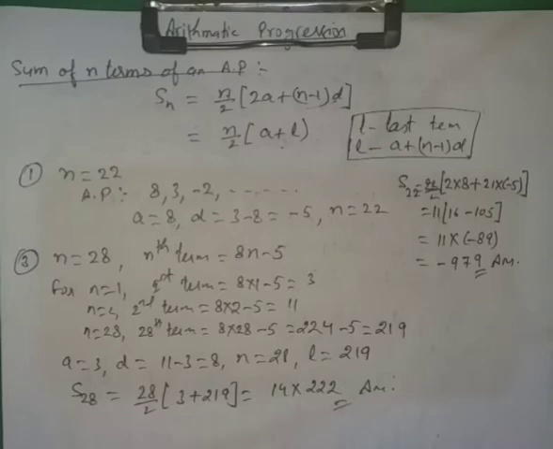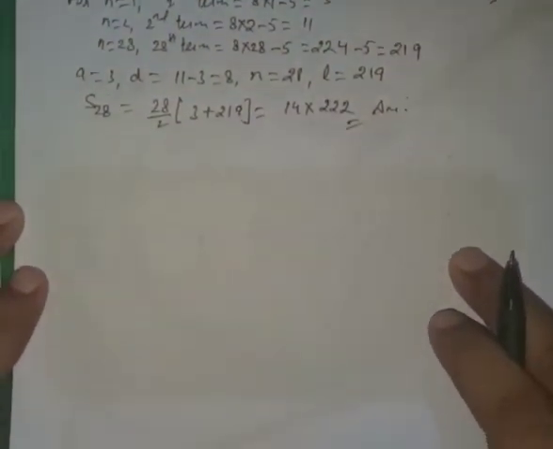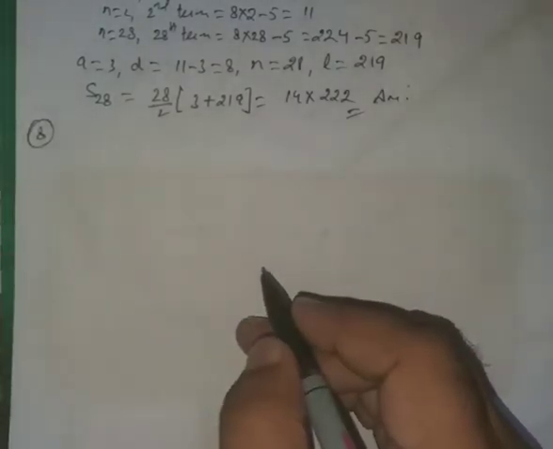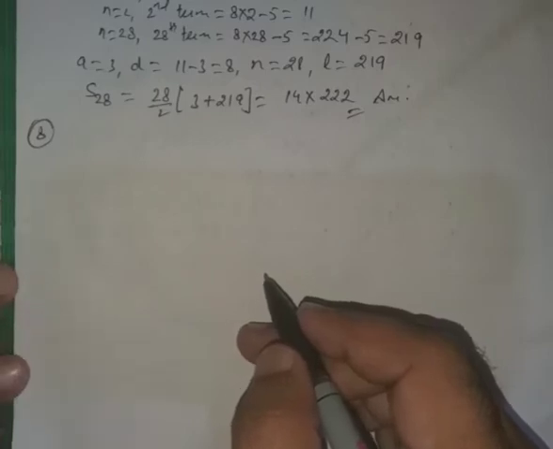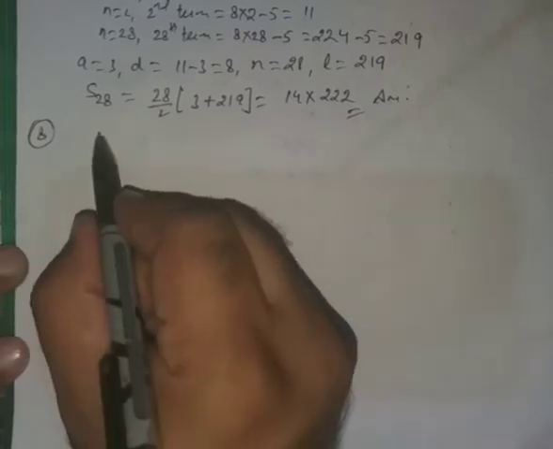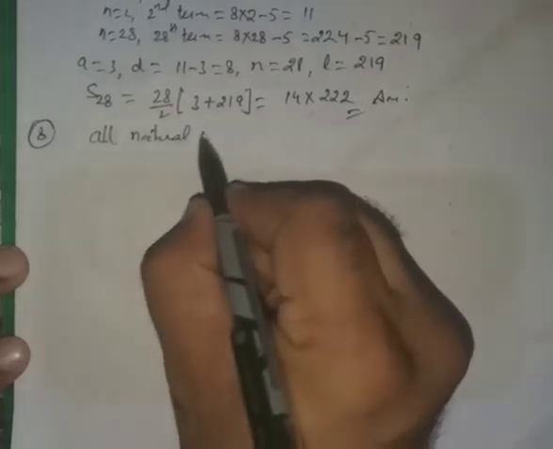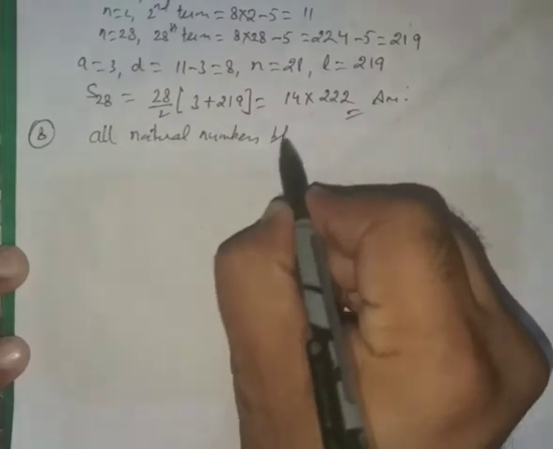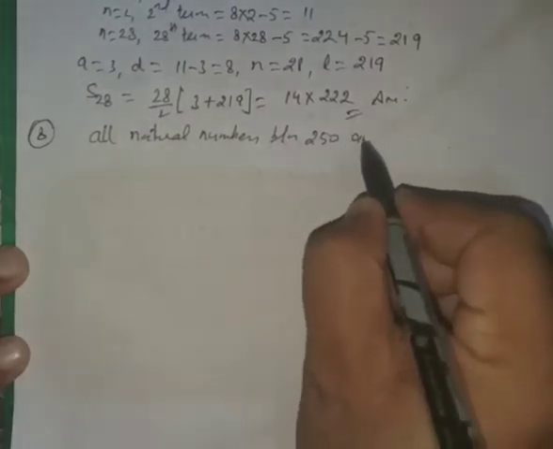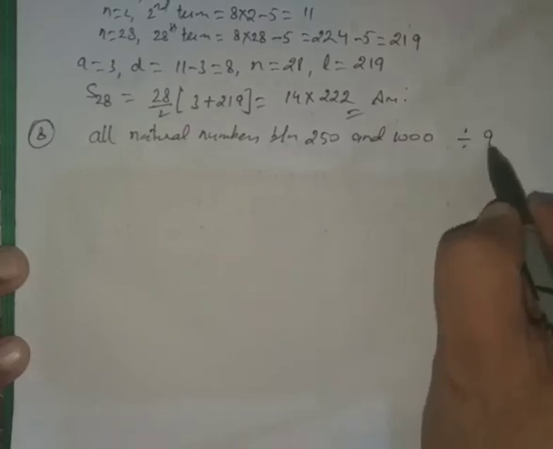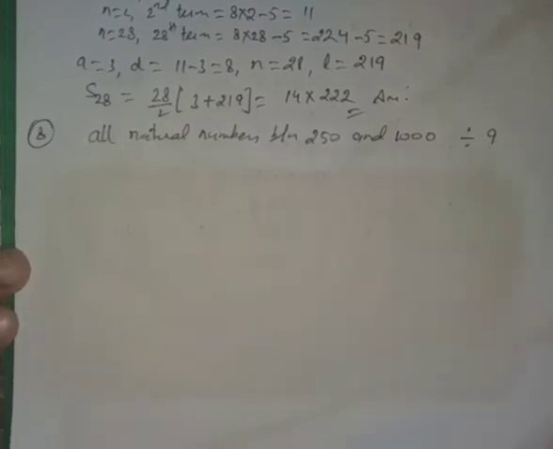Now one more question is there, that says find the sum of all natural numbers between 250 and 1000 which are divisible by 9. So here also we do not have the AP, so we will make the AP first.